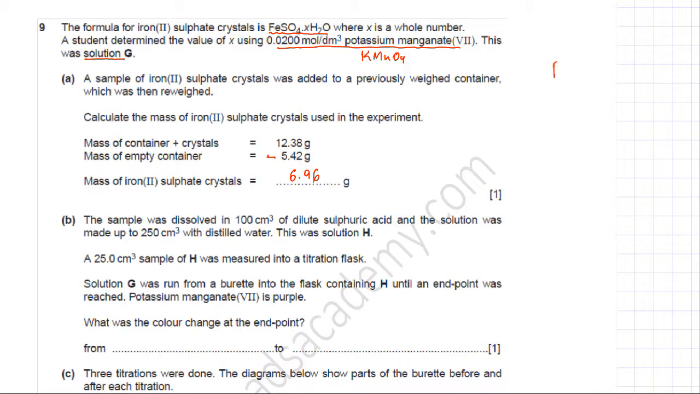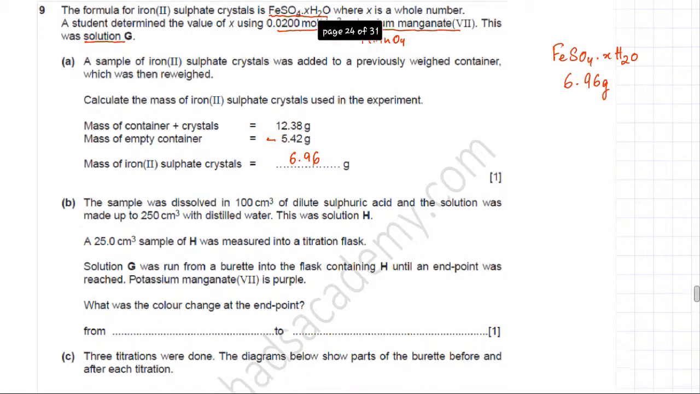So that's the first thing. Let's note that down. The mass of the hydrated crystals taken in the experiment is 6.96 grams. Moving on to part B.